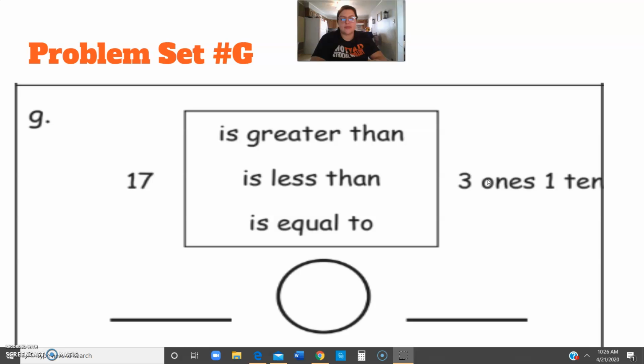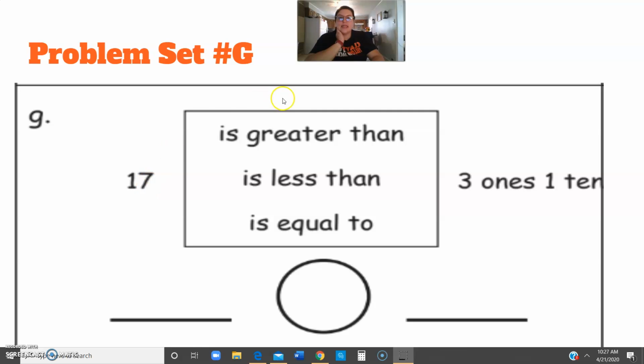We know tens come first. So if we had 1 ten and then we added 3 ones, so if we had 1 quick ten and then we went 1, 2, 3, what would we have? We would have 10, 11, 12, 13, right? So this number is 13.